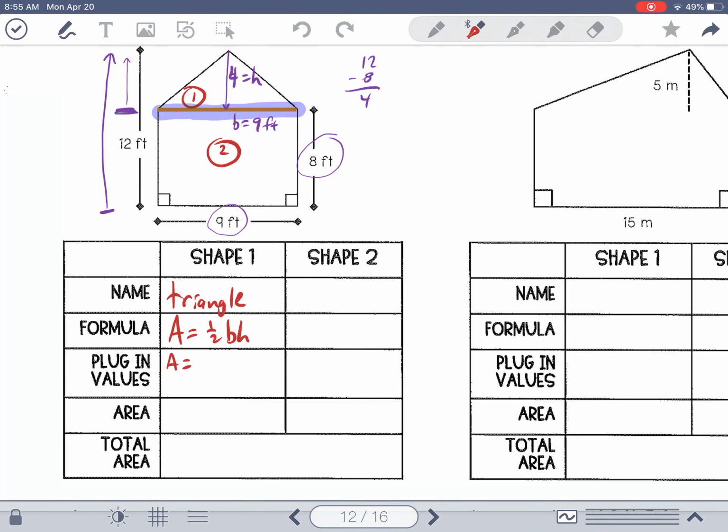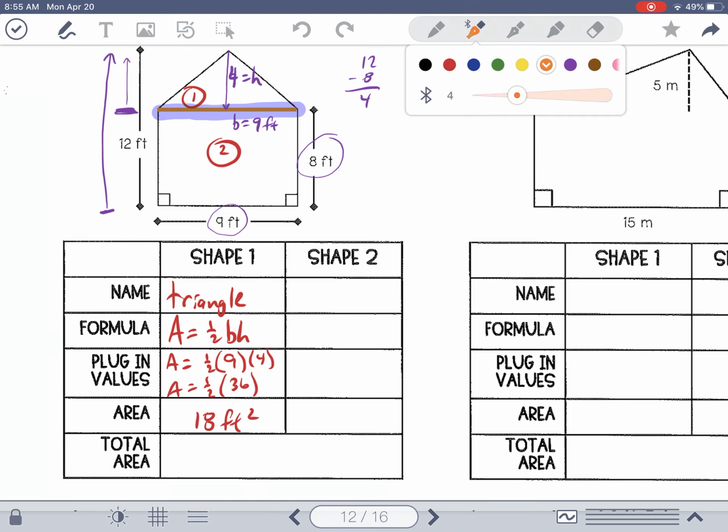Okay, the area is 1/2, the base is 9, the height is 4. So the area is going to be 1/2 of 9 times 4, which is 36. Half of that would be 18 square feet. That is the area of the triangle.